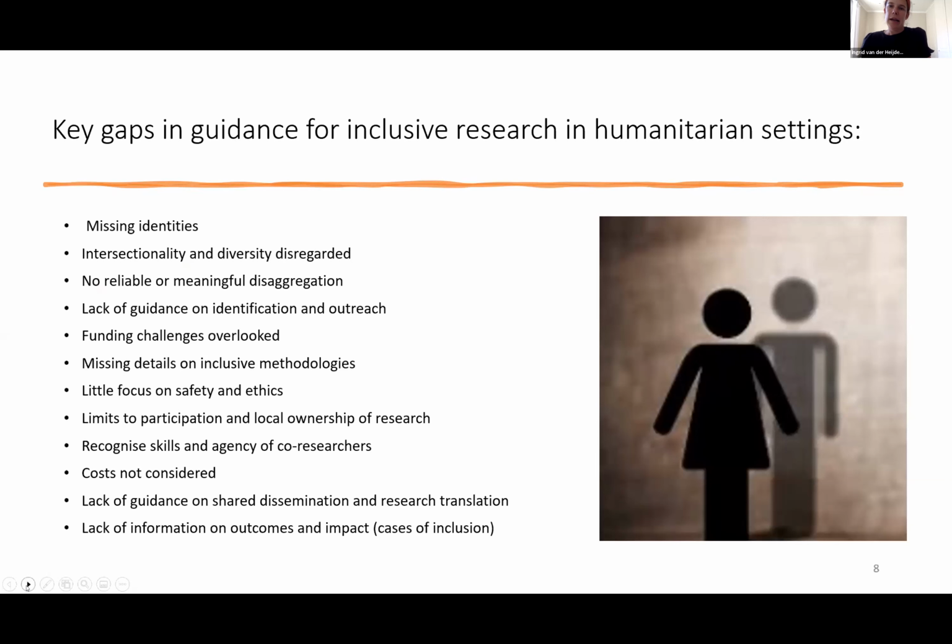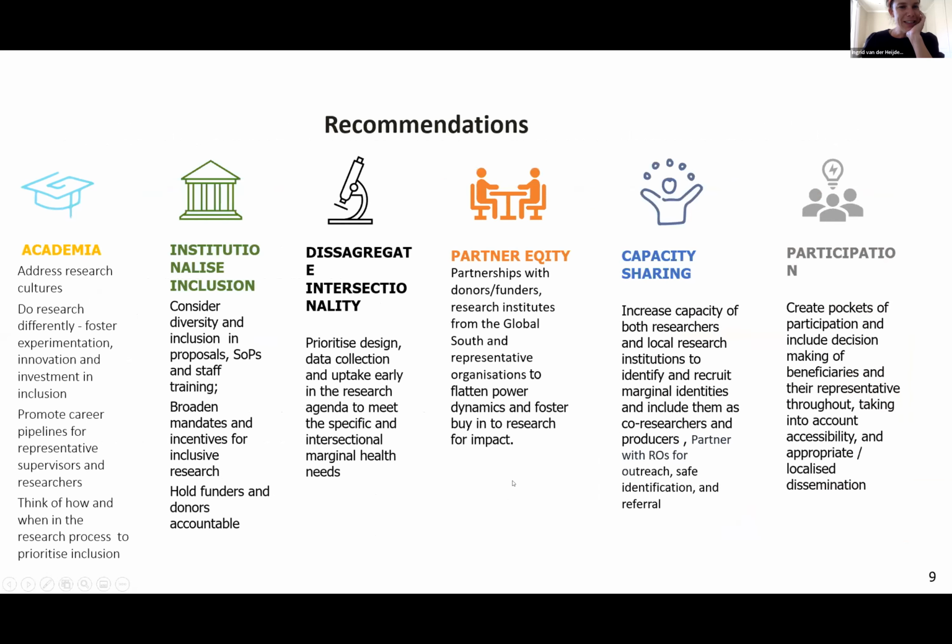Partnerships with donors and funders: we need to really bring in the global south and representative organizations, for buy-in to research, so that we really have impact. We need to ask donors to provide more resources on top of program funding for inclusion, and to broaden their inclusion mandates and incentives. Another recommendation is that we partner with organizations, share resources and capacities, and help with outreach. We do it together.